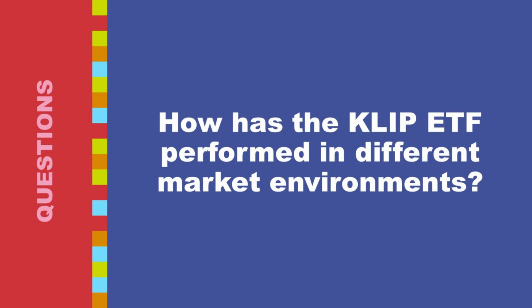If the stock price falls significantly, the income from call options might not fully offset the losses. Volatile market, increased risk. Volatile markets can be challenging for KLIP. The covered call strategy can underperform if the stock price experiences rapid fluctuations. The premiums collected from options might not be enough to compensate for significant price swings in either direction.